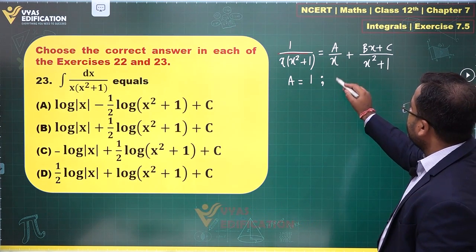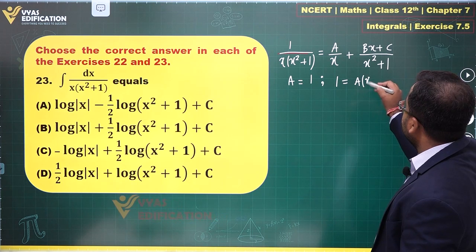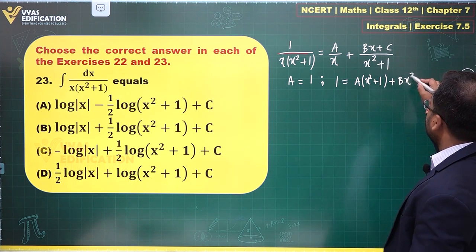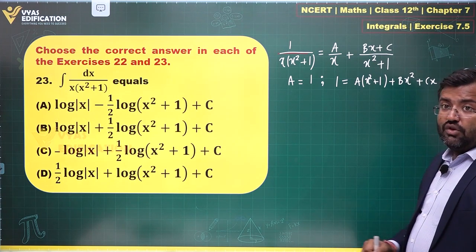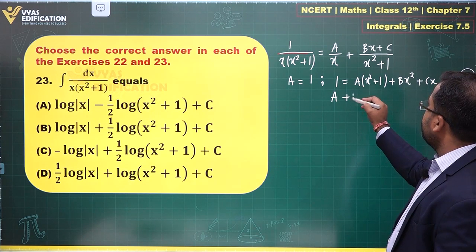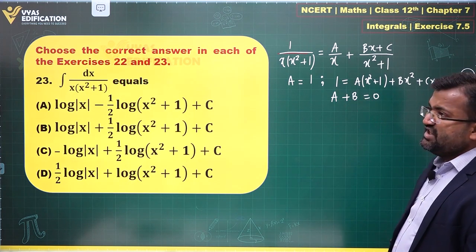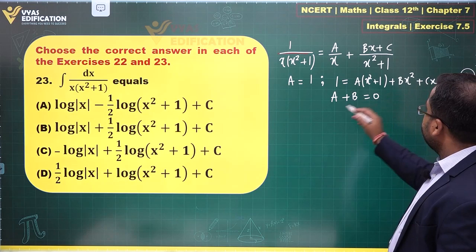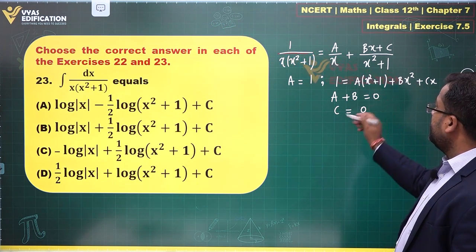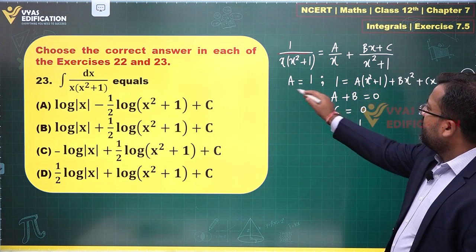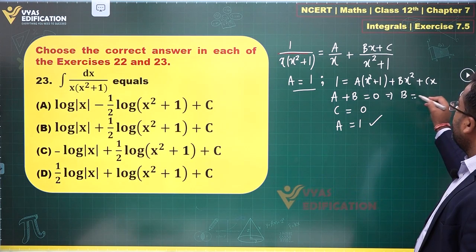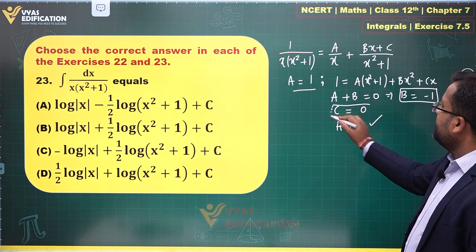For that, we'll compare the numerators. 1 equal to a times x square plus 1 plus bx plus c times x, which will be bx square plus cx. Comparing the coefficients of x square, you'll get ax square plus bx square equal to 0x square. Comparing the coefficient of x, c will be equal to 0, and comparing the constant term, a will be equal to 1. a equal to 1 has already been found, that's not an issue. From here I can say that b is equal to minus 1 and c will be 0, as you can clearly see over here.